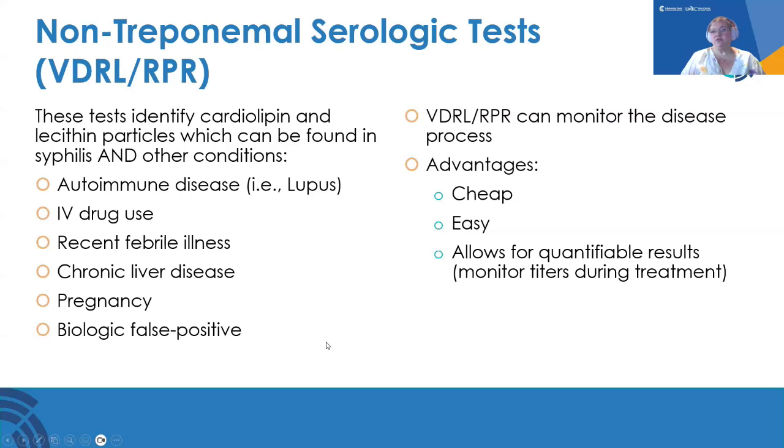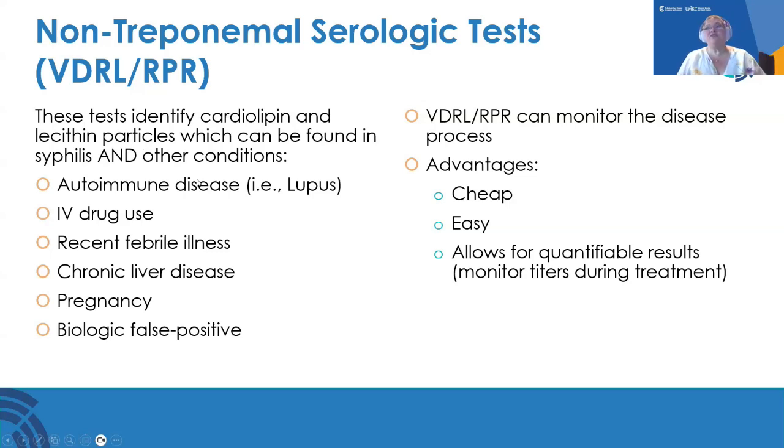The non-treponemal tests, the VDRL and the RPR, are looking for cardiolipin or lipoidal antigens. And so there are other disease states that can cause these cardiolipin and lipoidal particles to be in the bloodstream. Certain things, like you've heard of, lupus or pregnancy or IV drug use, recent immunization, chronic liver disease.